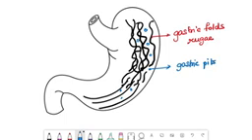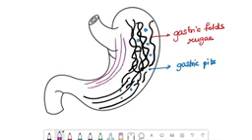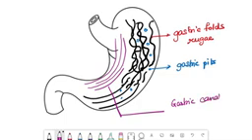Now, let us come towards the lesser curvature of the stomach. Towards the lesser curvature, you will see some longitudinal folds present. These longitudinal folds together are termed the gastric canal, or mesenterocy. Why are these formed? Let me tell you one thing.